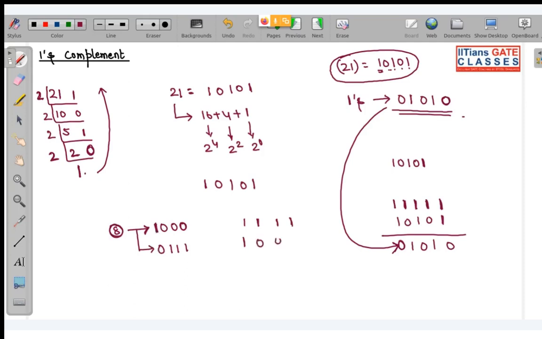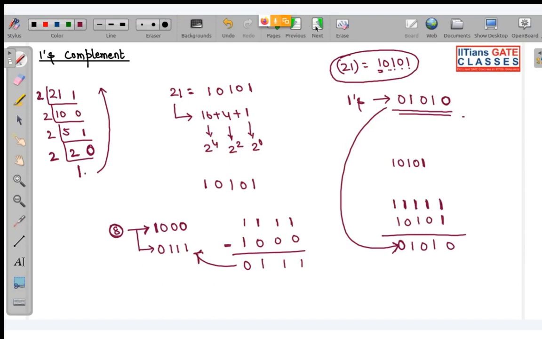So this will be 1 0 0 0. Subtract this from 1 1 1 1 and it will be 0 1 1 1. You can see you are getting the ones complement of the number. So basically ones complement of a number means you are subtracting it from the maximum number possible with that many bits. Okay, is that clear? So this is what I meant by ones complement.